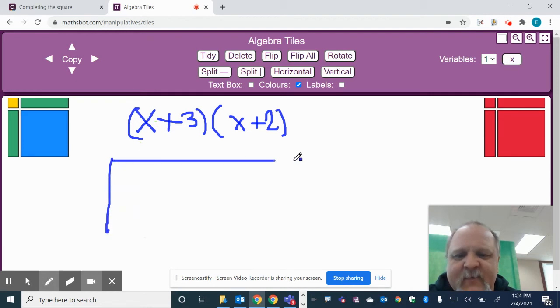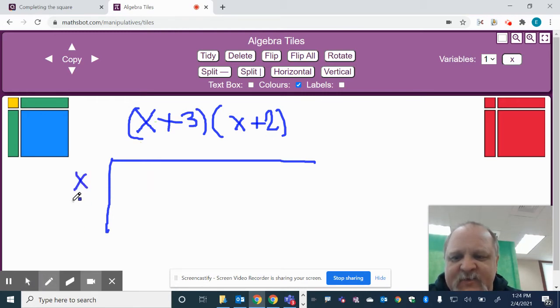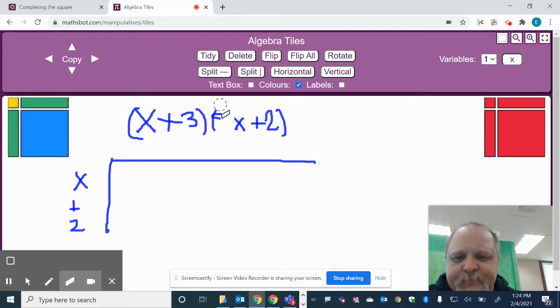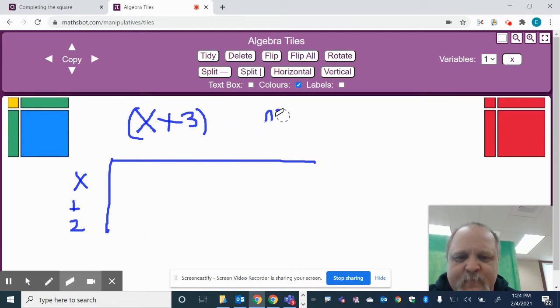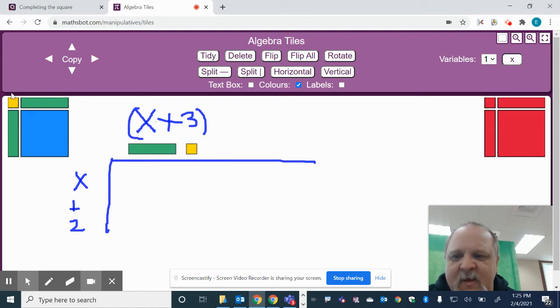If I make a t-table like this, and I put x plus 2 over here and x plus 3 up there, I'm going to erase this away. That would look like this: x plus 3, and I'll break these apart so there's a little space in between them. And down here, this would be x plus 2.